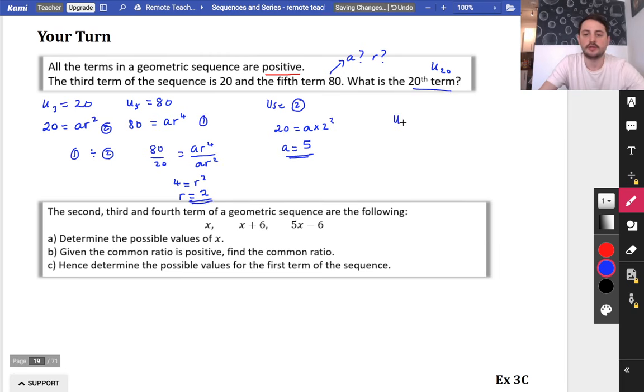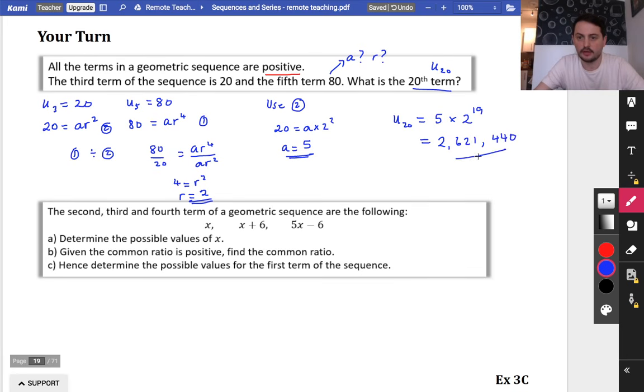So the 20th term, which is U20, is going to be A multiplied by R to the power of 19. So that's 5 times 2 to the power of 19. It's going to be a big number. And if I write this out carefully, 2,621,440. So it's a pretty big number.